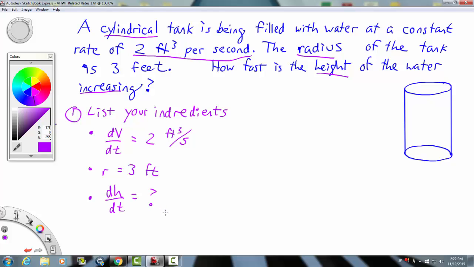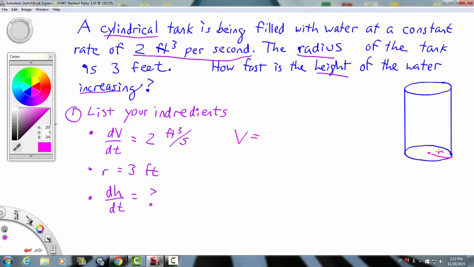Okay, there are some other things that they didn't mention that we still count as our ingredients. One of them is volume. Do we know the volume of the cylinder? No. Can we find it out? Absolutely, because we know the radius of the tank.